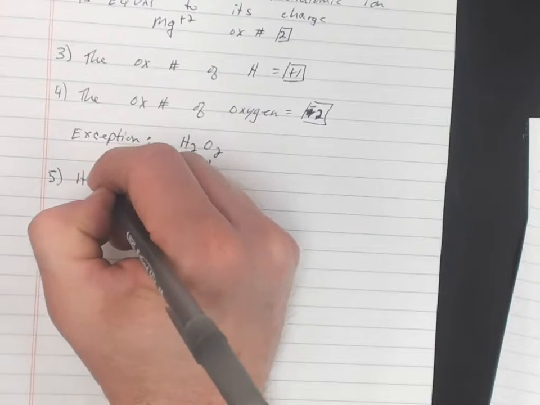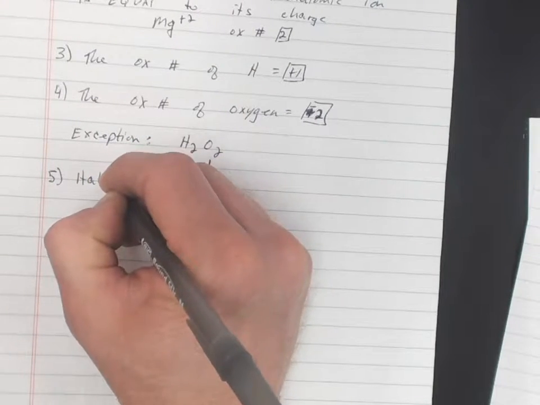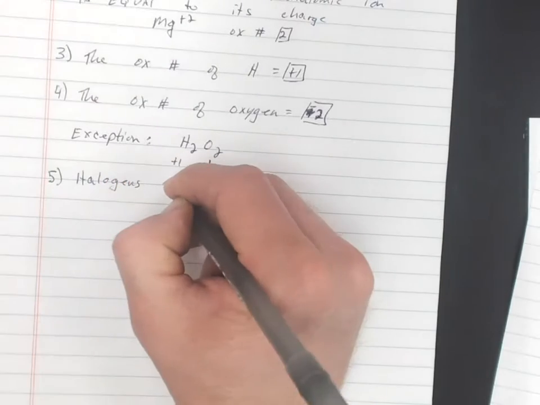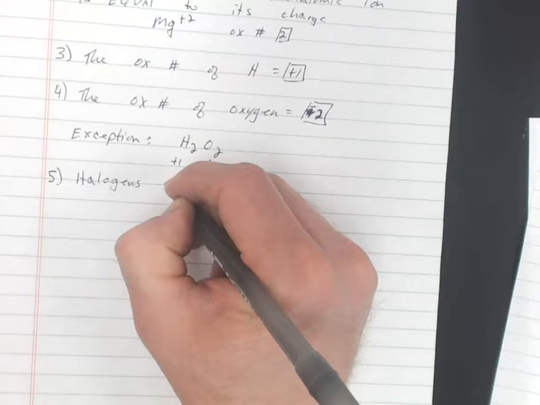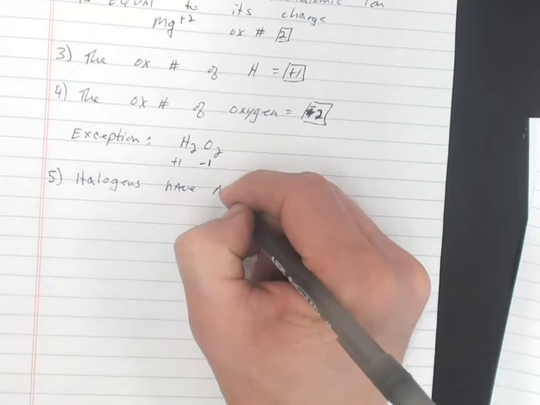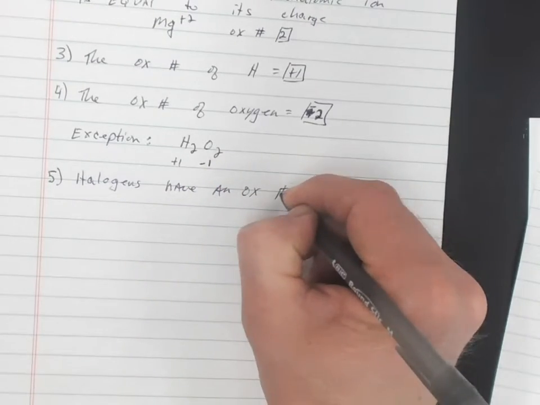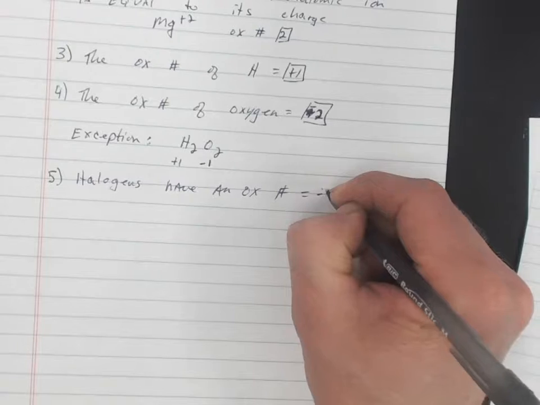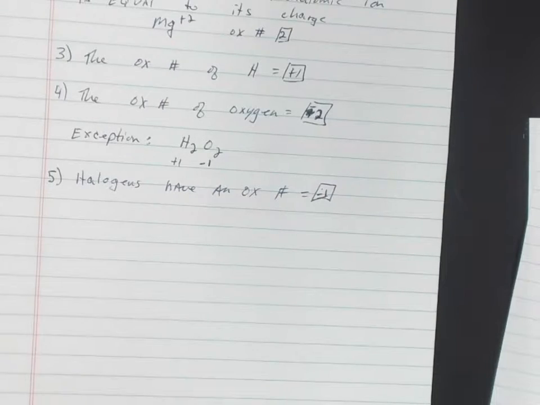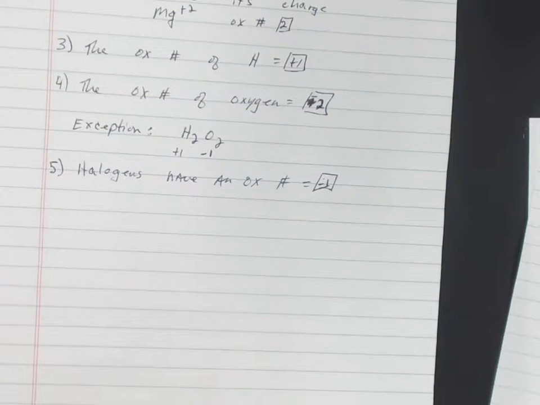Halogens are going to have a negative 1 oxidation number. Okay, so negative 1 for halogens.